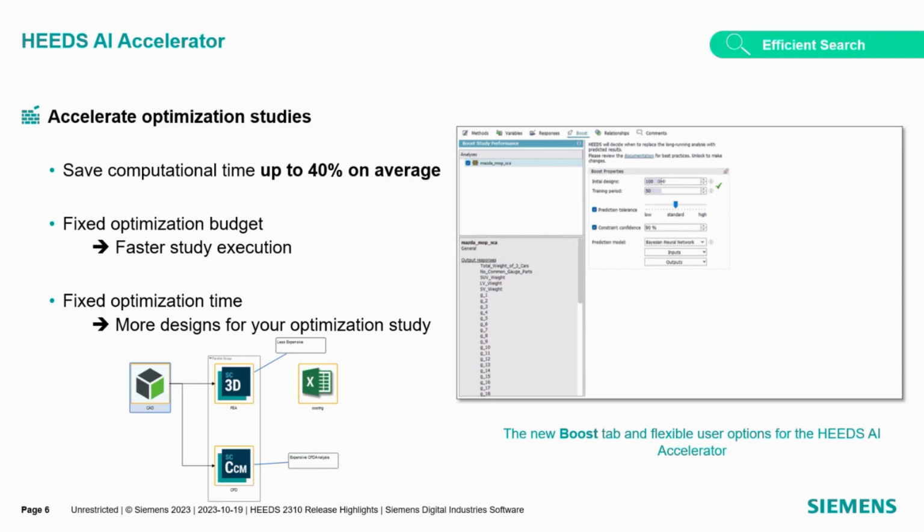To give an order of magnitude, it means that what you can do in 10 days, now you can do in 6. So either you have a fixed optimization budget, that means, okay, I have 300 evaluations because this is what I can afford to do. Then these 300 evaluations will be executed in a much shorter time frame. Or maybe I have a fixed optimization time, like Johnny was mentioning, I have a month or a week. And in that case, I can do more calculations, more simulations in the same amount of time.